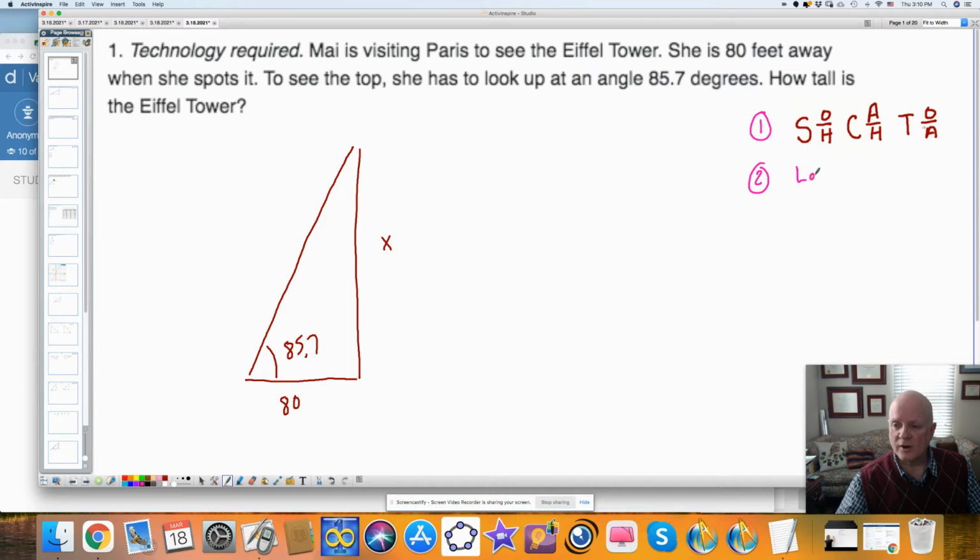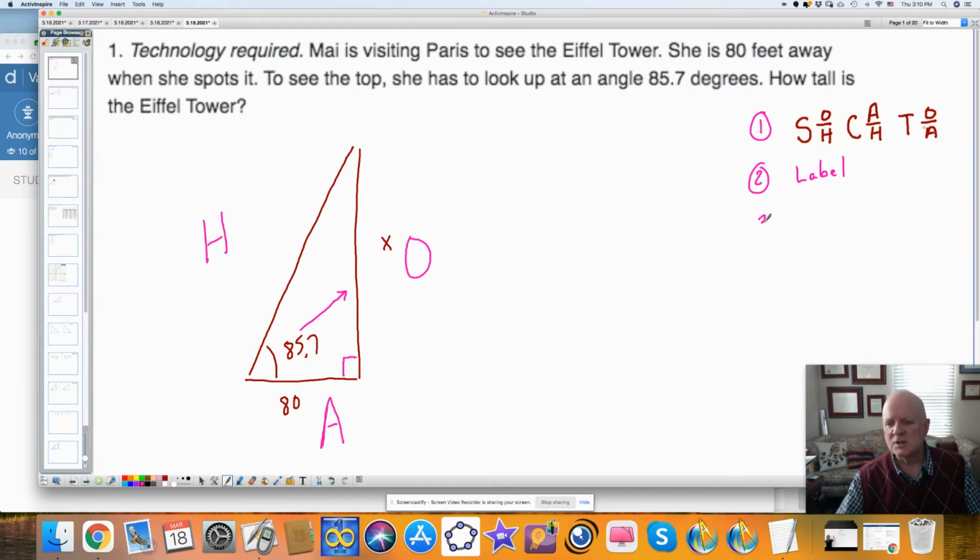The second step is to mark the drawing. So label the drawing. What are we going to label? Well, we're going to label the hypotenuse. If this is my right angle, this would be the hypotenuse. From the angle that I'm given, all the way across, this would be the opposite, and this last one would be the adjacent.